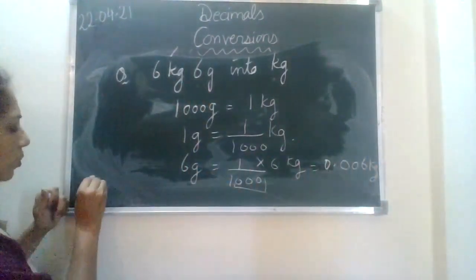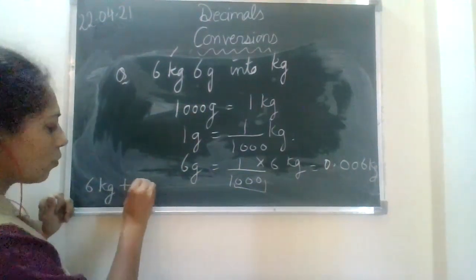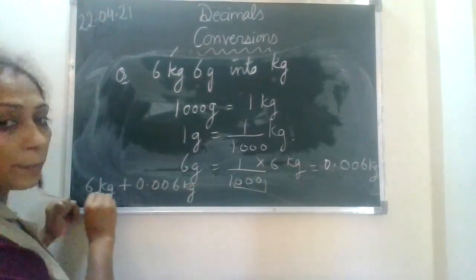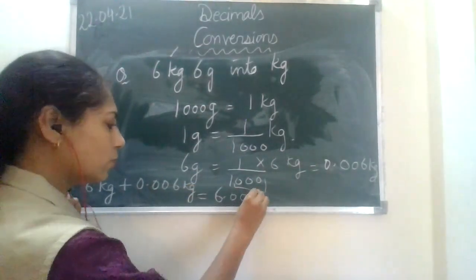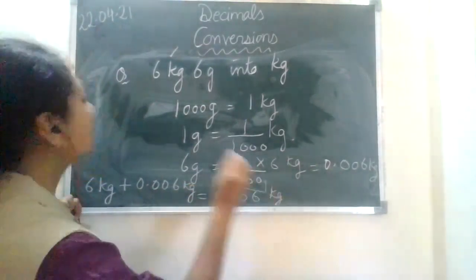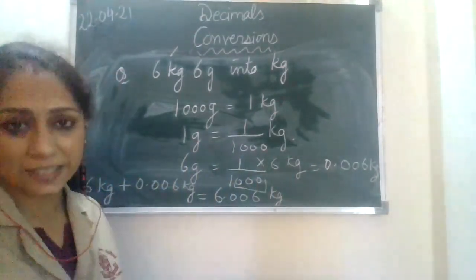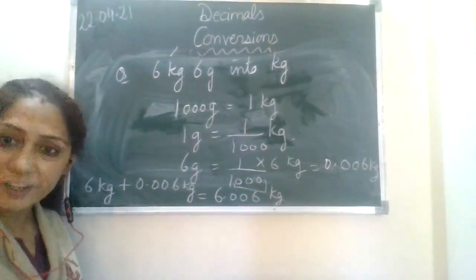Now how are you going to do it? 6 kg, again we will add 0.006 kg. The whole number is 0 plus 6 is 6. You will get the answer as 6.006 kg. So these are the questions of the conversions. Do it one by one.